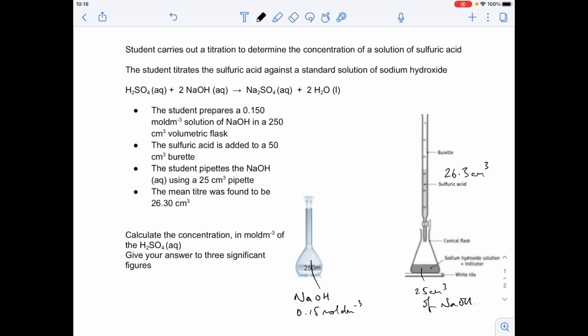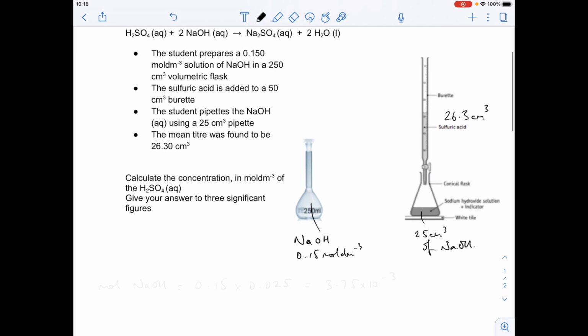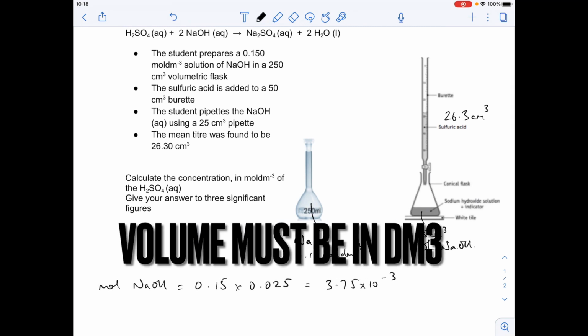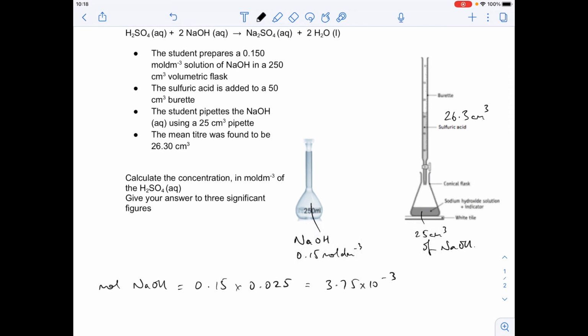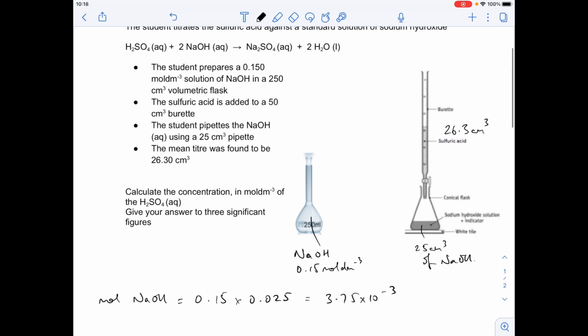Okay, so the first thing we can do is calculate the moles of sodium hydroxide used in the titration, because we know the concentration of it and we know the volume used. It was 25 cm cubed. That's the first thing I'm going to do. So moles of sodium hydroxide, concentration times volume gives us the moles, 3.75 times 10 to the minus 3.